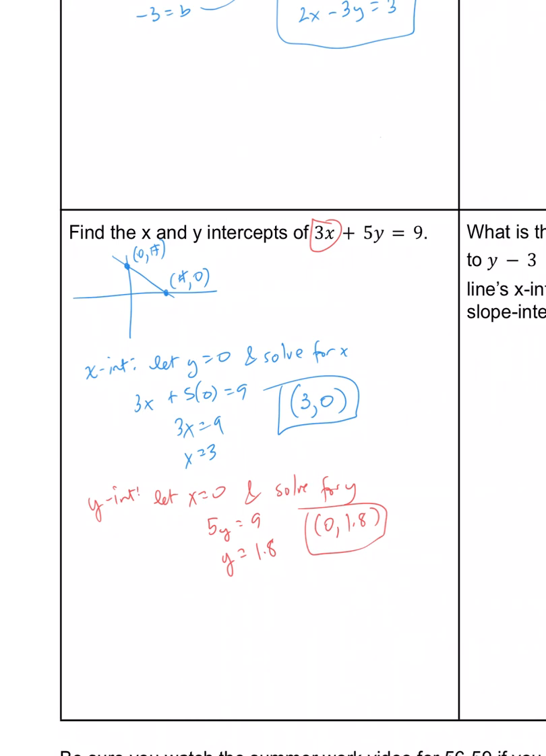By the way, I do want you to write these as points with the 0 values, because a lot of times when I ask people to get x-intercept and y-intercept, they'll get the numbers and then they'll put them together as points, like 3, 1.8. I don't want you to make that mistake.